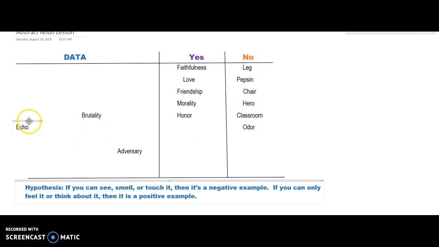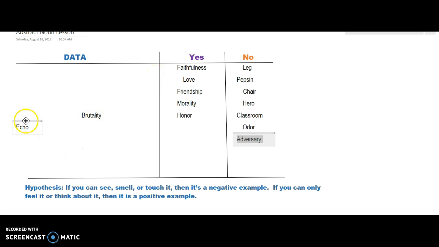So, let's do adversary. I can see my adversary, my opponent, hopefully. I might be able to smell them, and I could definitely touch them. Then it's a negative example. The hypothesis works because it is a negative example.